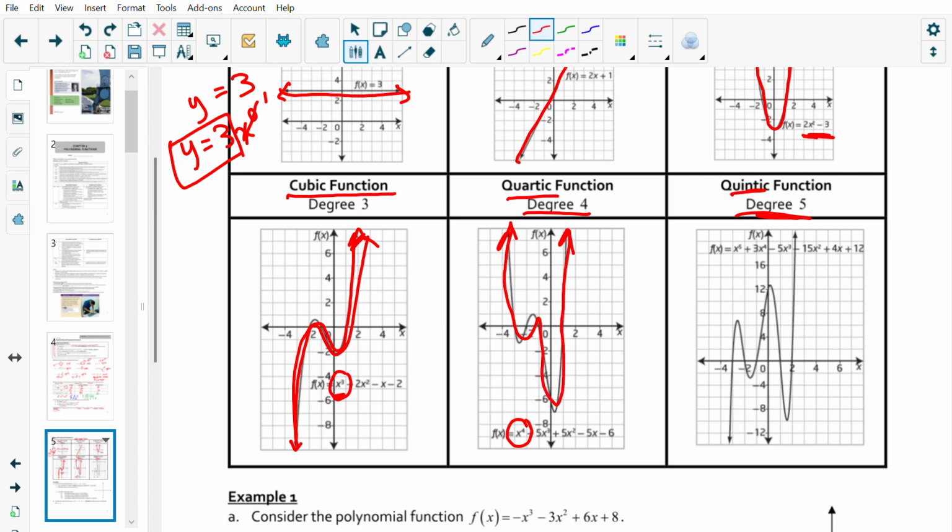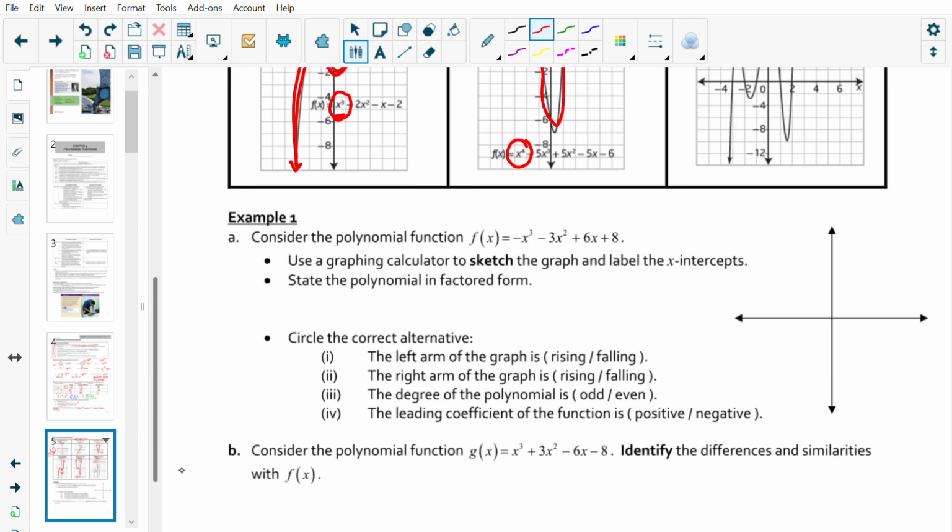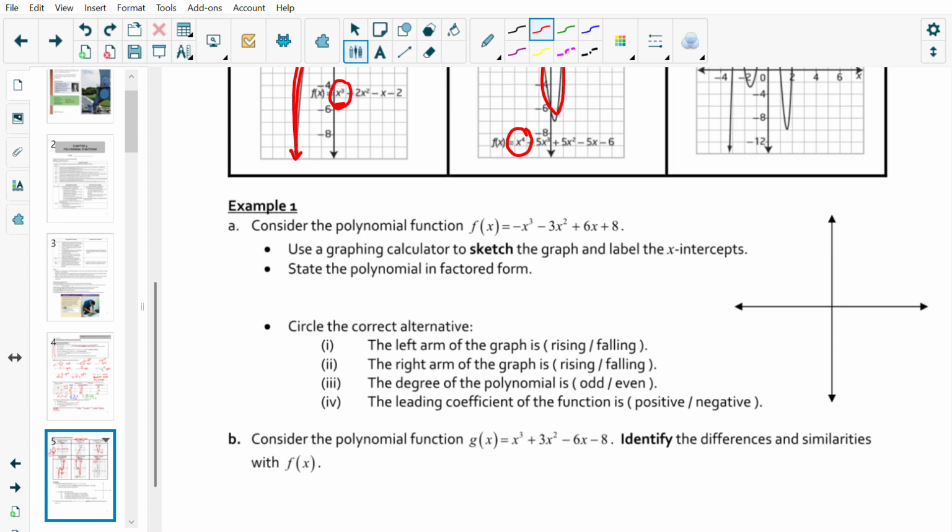And then this quintic function is just all over the place. It's like a peaks and valleys kind of thing. So degree of 5, and there it shows up in the polynomial there. Okay, example 1. Let's go through a couple examples on getting familiar with polynomial functions and what they look like.